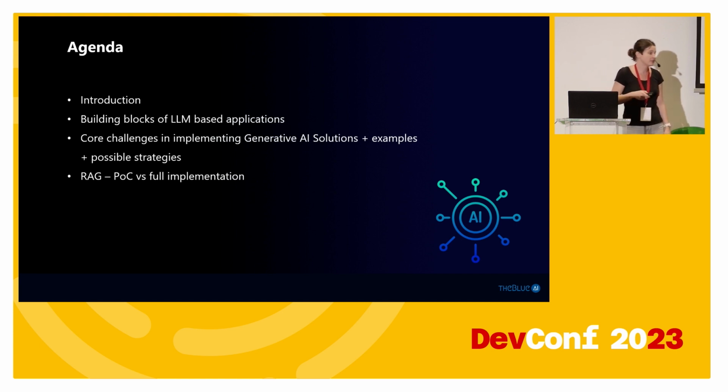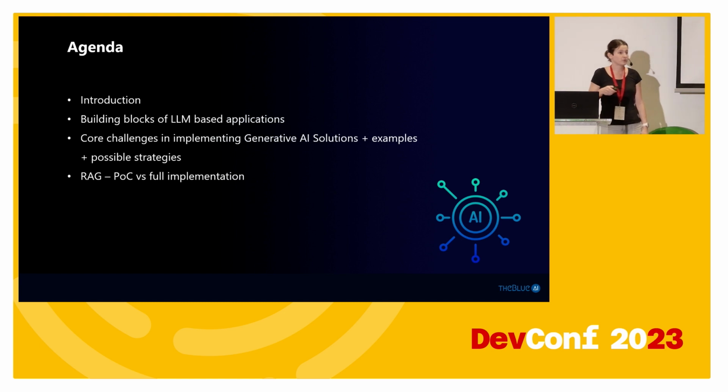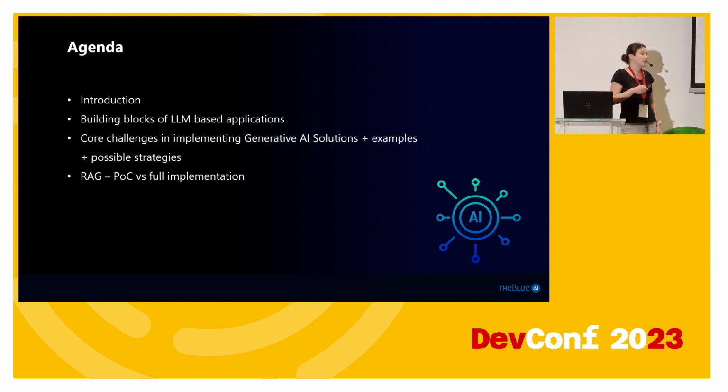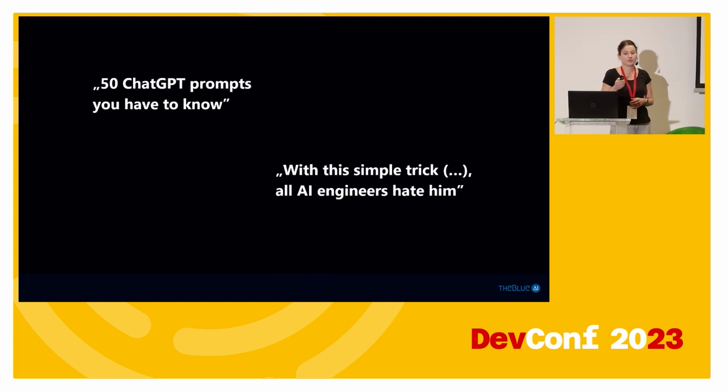And in the last part, I would like to briefly talk about retrieval augmented generation, which is actually the area that we most commonly see being implemented nowadays by companies when it comes to large language models.